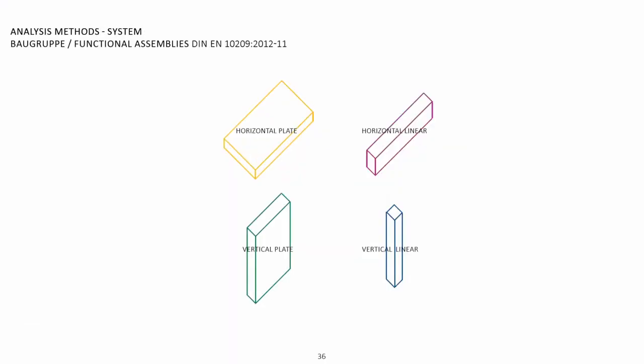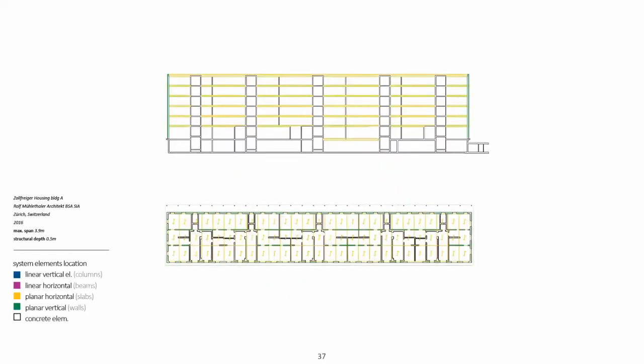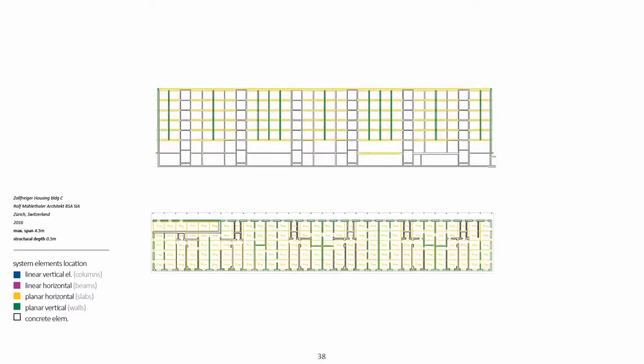Yeah. So in a way, looking at frame systems was kind of the focus, really focusing on what's happening with them in terms of the system and in terms of the elements. So horizontal plates, vertical plates, and linear horizontal and vertical elements. When we start looking at some of the projects, we see that all of the slabs are definitely one directional, and that in panel projects, the spans range from 3.5 to 4.5 or 5 meters, sometimes more.